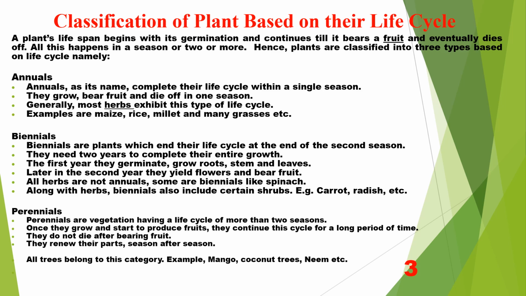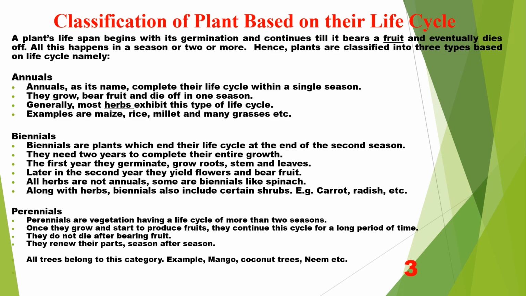All herbs are not annuals. Some are perennials, like spinach. Along with herbs, biennials also include certain shrubs like carrots, radish, etc. So in short, biennial plants or biannual plants are plants that finish their life cycle within 2 growing seasons: first year vegetative growth, second year flowering growth.